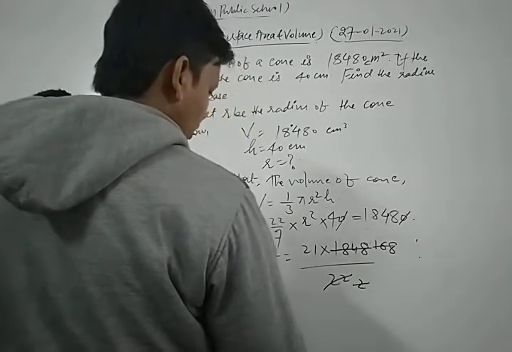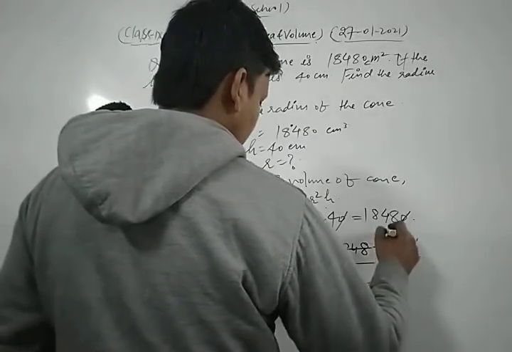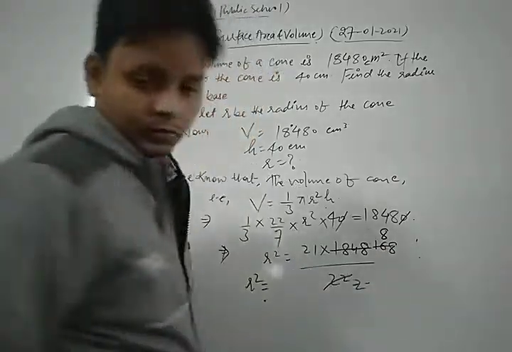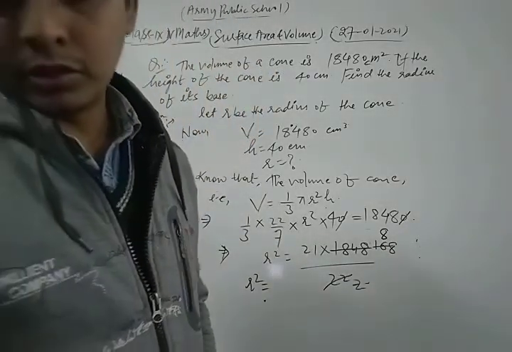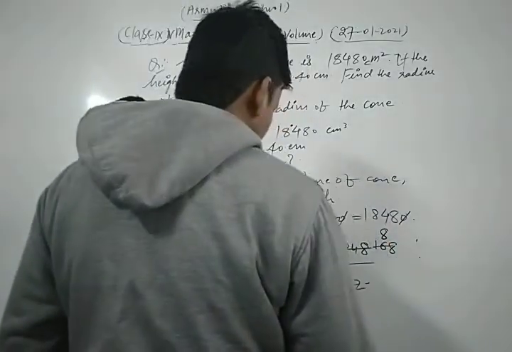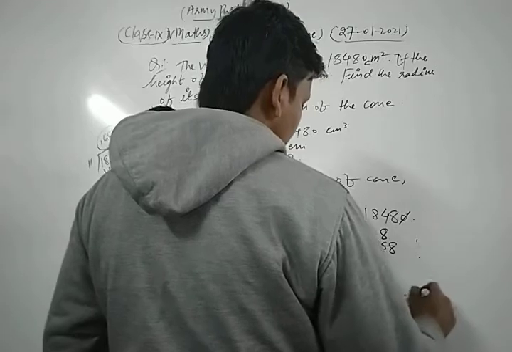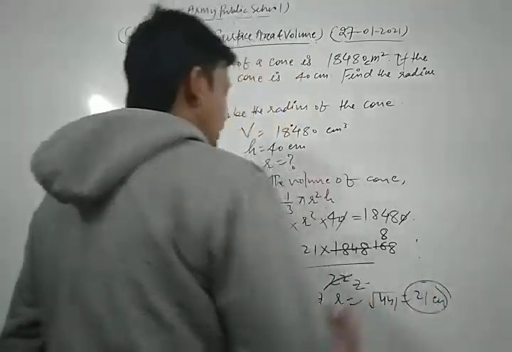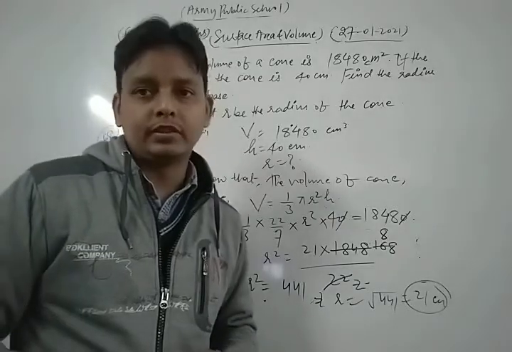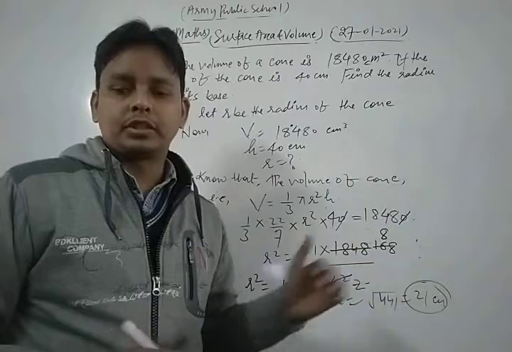Okay, now r square is equal to, this is 2 eights are, and 22. Okay, now after simplifying, we get 441. Now r is equal to the square root of 441, so this is 21 centimeter. Thus in this way the radius of the cone is 21 centimeter. So yes, in this way you can solve the questions based on cone.